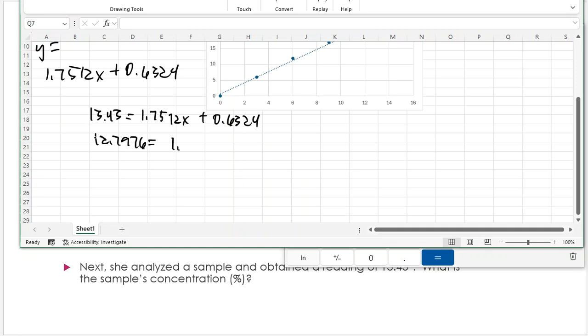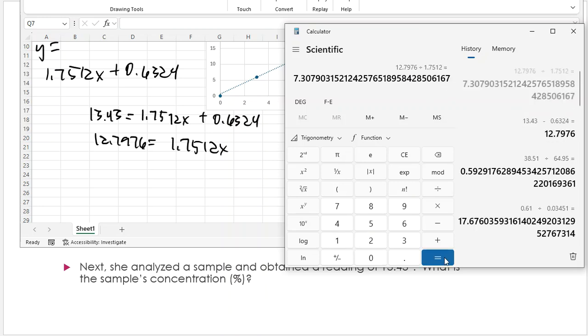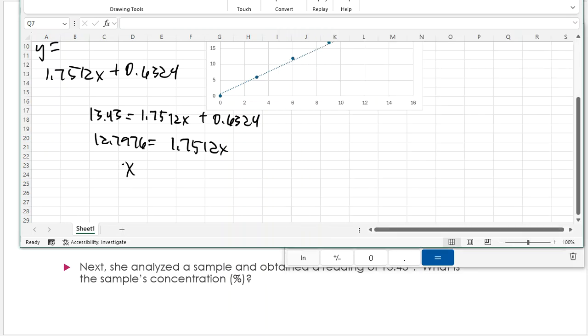All right, so 12.7976 equals 1.7512x. And now I need to solve for x. So this is 1.7512 times. So I need to do the opposite. I need to divide. So 12.7976 divided by 1.7512. And then I hit equal. And my concentration looks like it's going to be 7.31. So x is equal to 7.31.